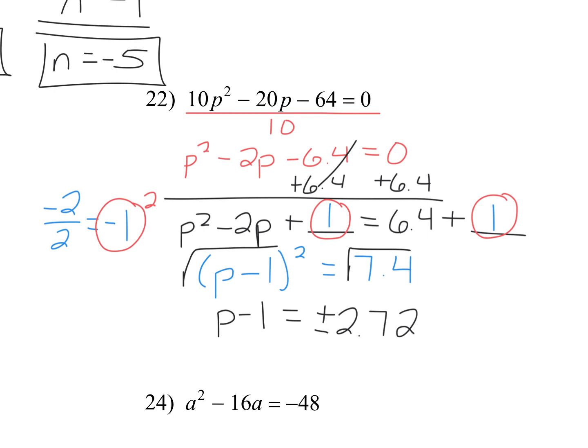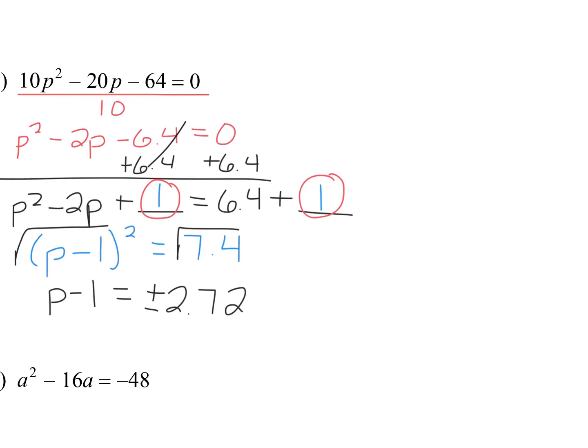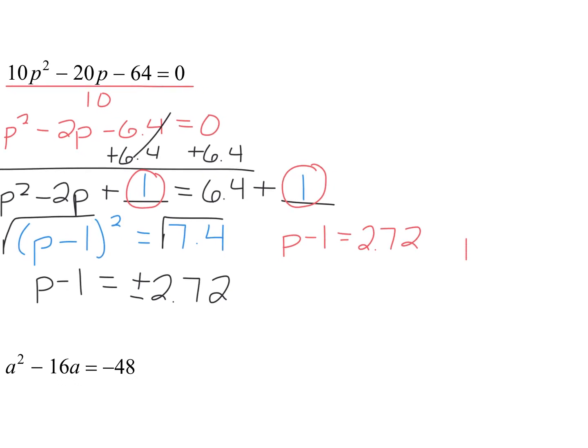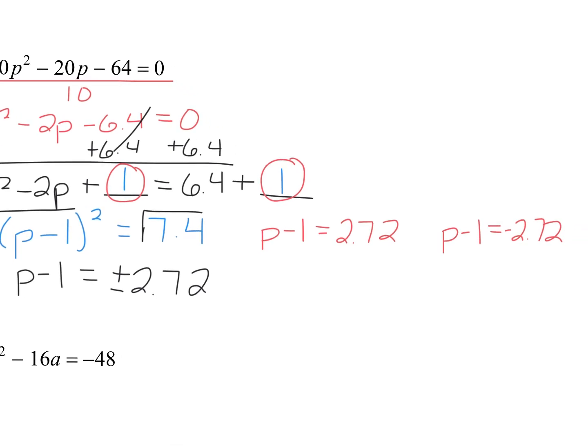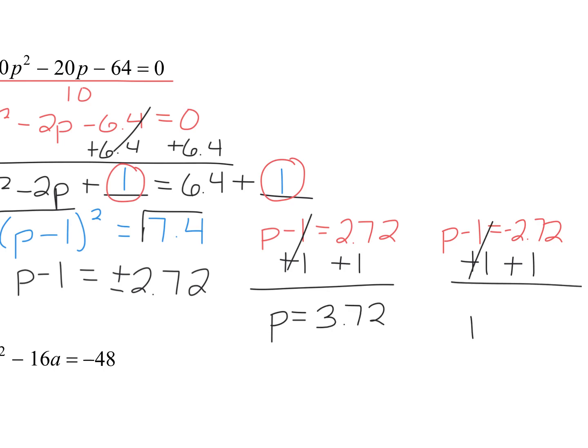And then the last step, we do what? Treat them as their own. What's one of my equations I'm going to have? P minus 1 equals 2.7. Yep. And then what's the other one I'm going to have? P minus 1 equals negative 2.7. Yep. And then solve both of those by adding 1. So what are my two solutions? Yep. Those are our two solutions.